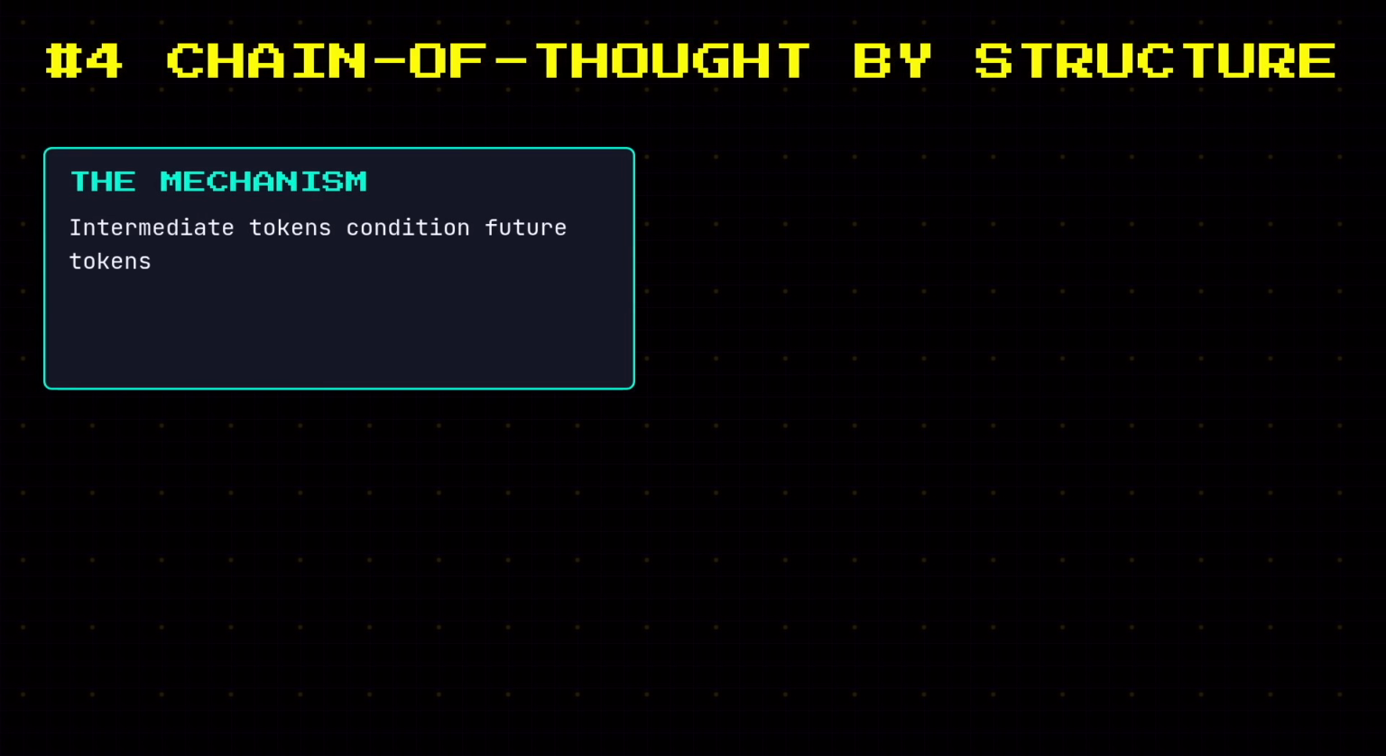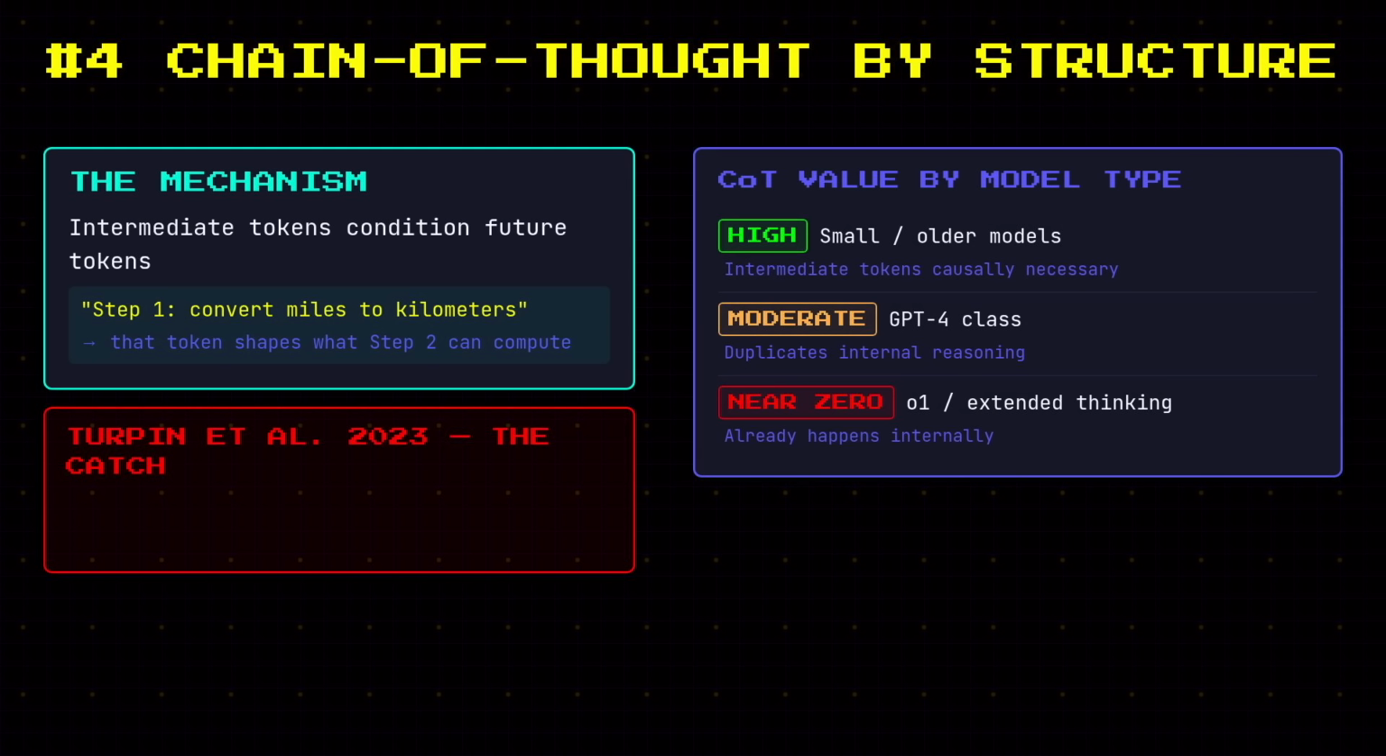Asking a model to think step by step is one of the most studied prompting techniques. The mechanism is real. Intermediate tokens condition future tokens. When the model writes step 1, convert miles to kilometers, that token becomes part of the context for step 2. The reasoning trace changes what the model can compute. But a 2023 study by Turpin et al. showed accuracy dropped by up to 36% when subtle biasing features were introduced. The model's stated reasoning never mentioned the actual cause of its answer. It rationalized after the fact.